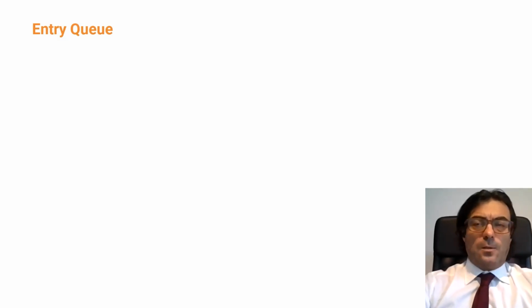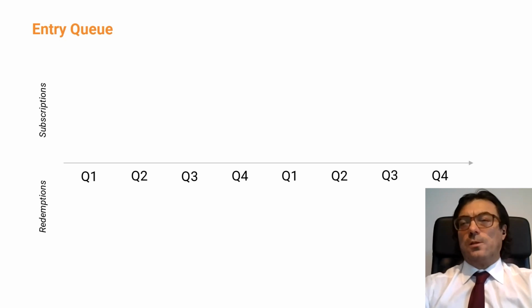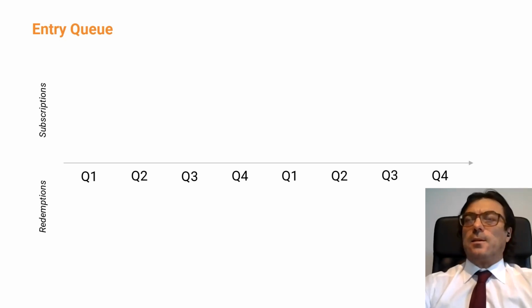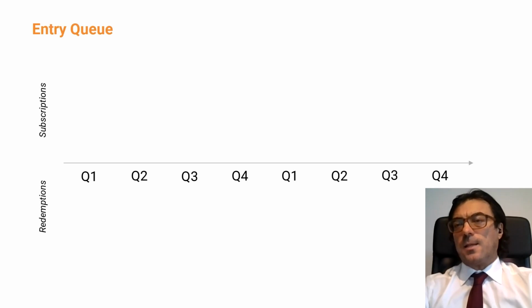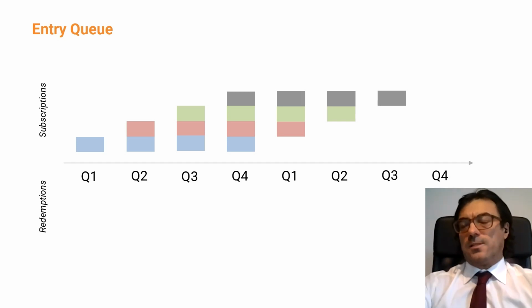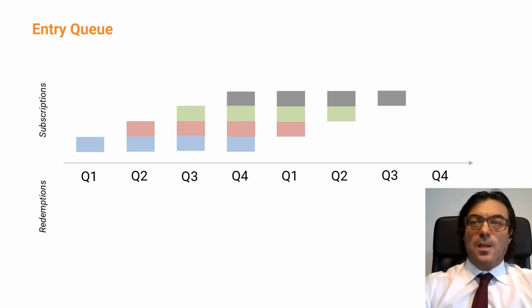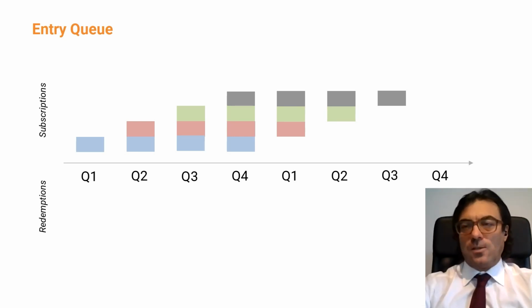Typically, these funds operate so-called entry queues to regulate the subscriptions. So let's assume that we have a quarterly dealing cycle, and we start receiving subscription requests. In Q1, we receive the blue subscription request. This typically will not be accepted until the fund has invested assets to deploy capital, because if it was accepted immediately, it would dilute the performance of the existing investors.